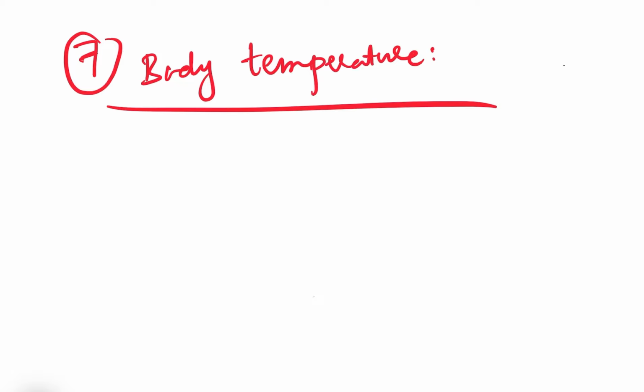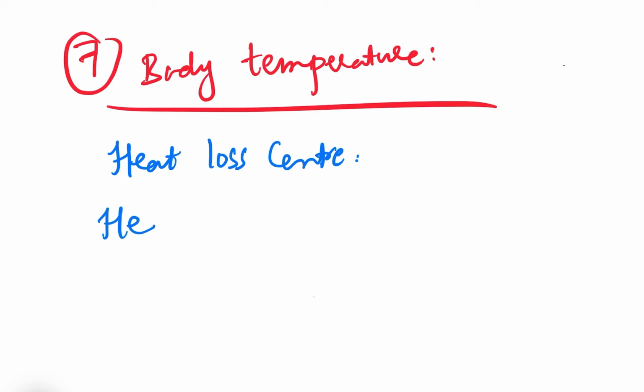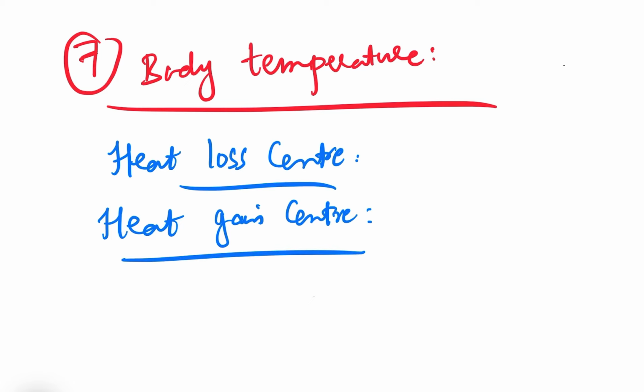So, it will help in the regulation of body temperature. Body temperature regulation is also controlled by the hypothalamus. Basically there are two centers in the hypothalamus. One is called the heat loss center, and another one is the heat gain center. So, which nuclei is considered as the heat loss and heat gain center?